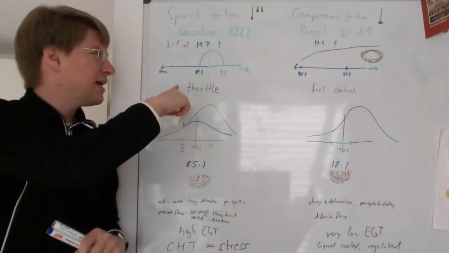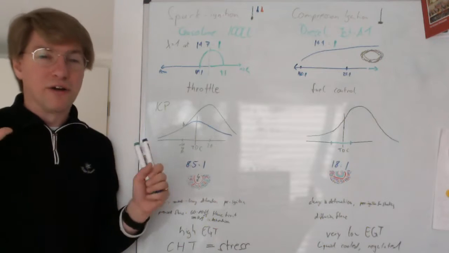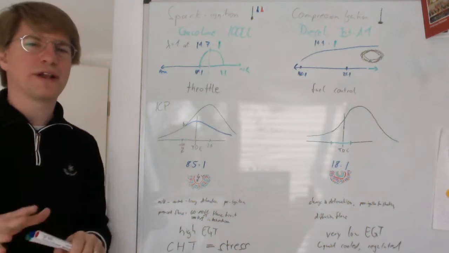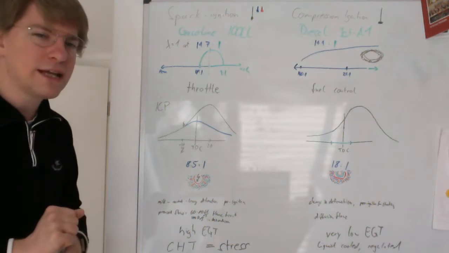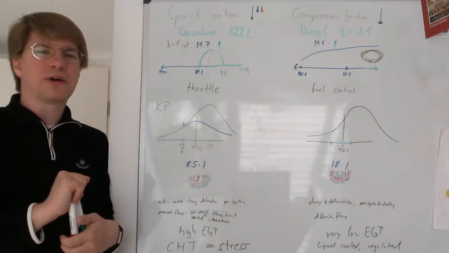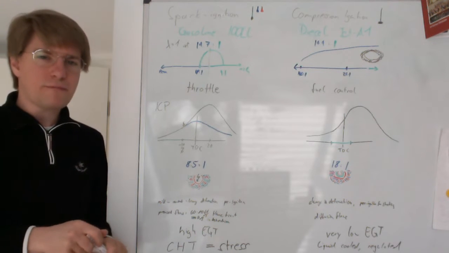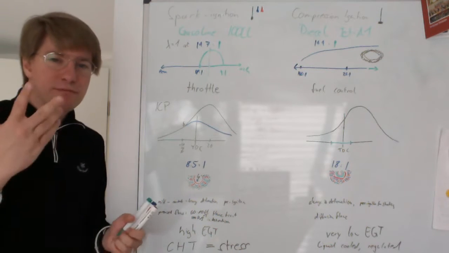So for us at around 18:1, the mixture is too lean to burn and the engine just quits. So how do we control the power output of the spark ignition engine? Well, with the throttle.